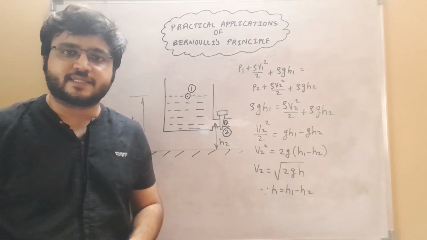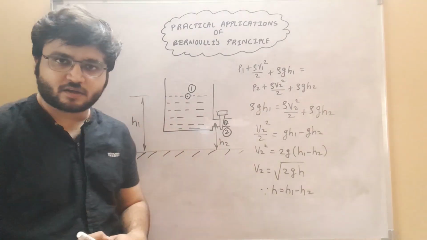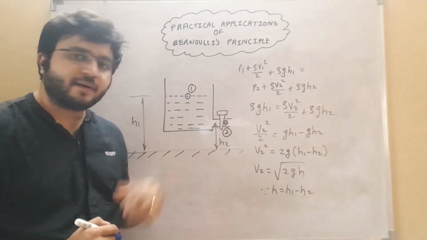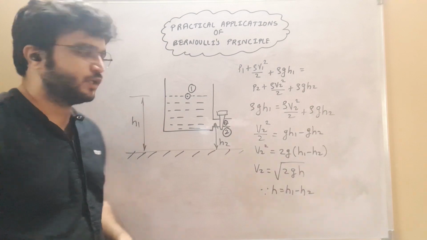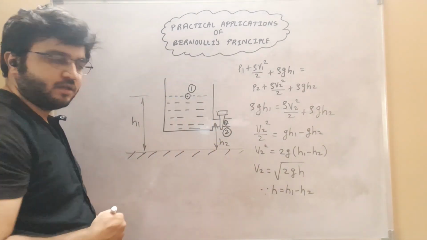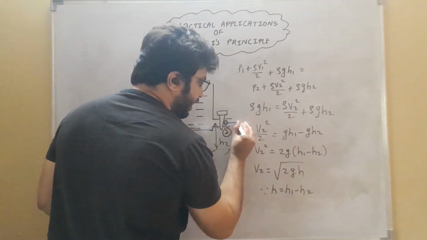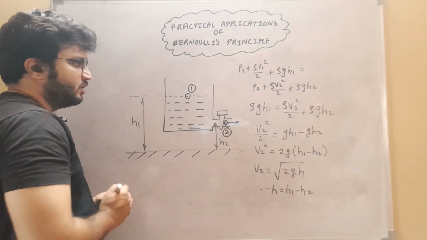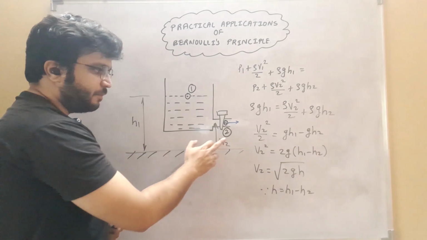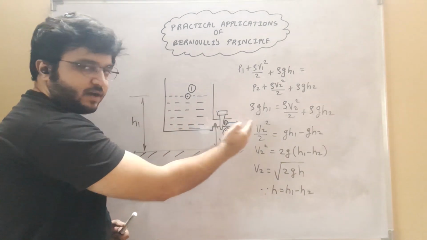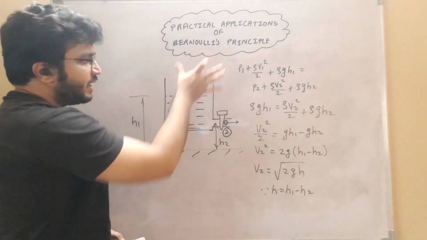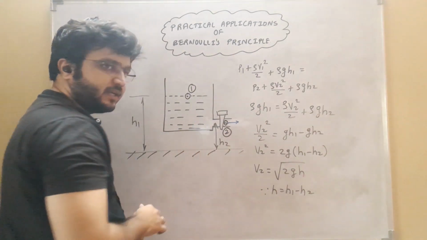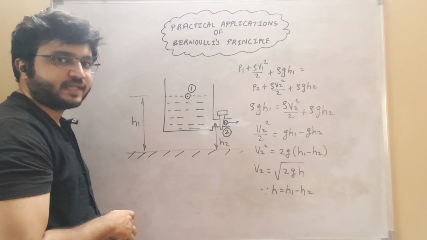Now let us take another example where we consider a tank having water at some particular level and a tap arrangement at the bottom of it. When this tap is opened, the water is going to come out at some particular velocity. Suppose this is point 1 and point 2, before the tap and after the tap. If we apply Bernoulli's principle over it, we will be able to calculate the speed at which the water is going to come out of the tank.